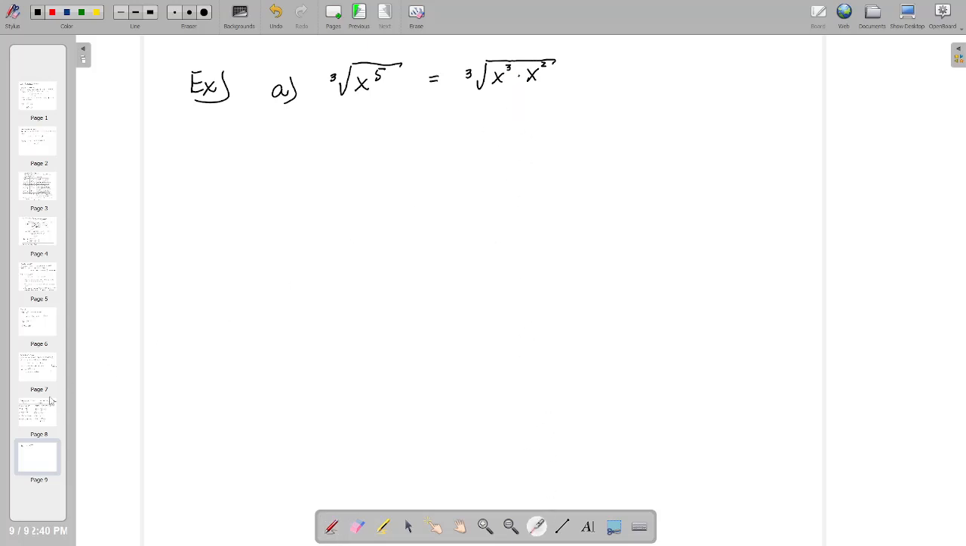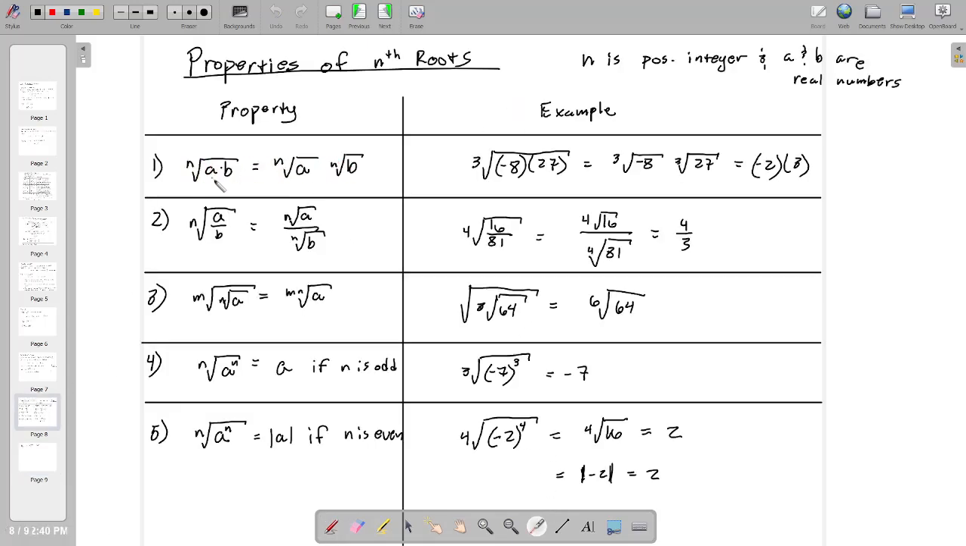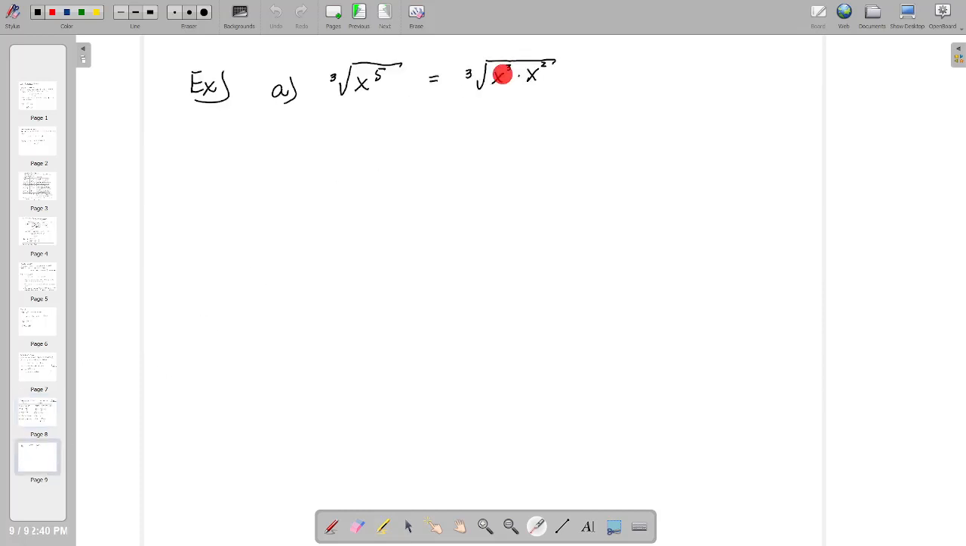This is where we're going to use property 1. We have an nth root of a product. Our a in our case is x to the third, and our b is x squared, so a times b. With multiplication here, we can break this up into the cube root of x cubed times the cube root of x squared.